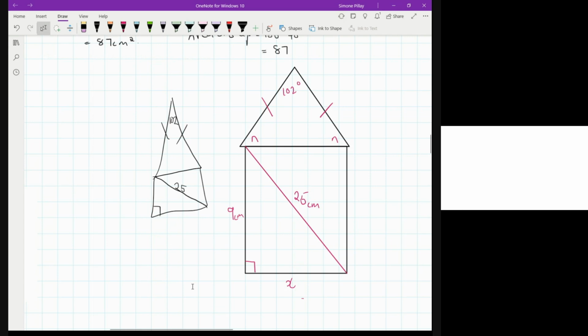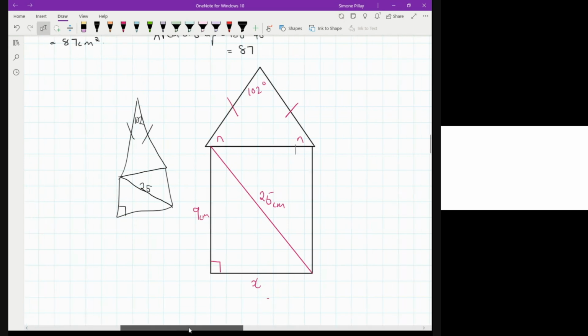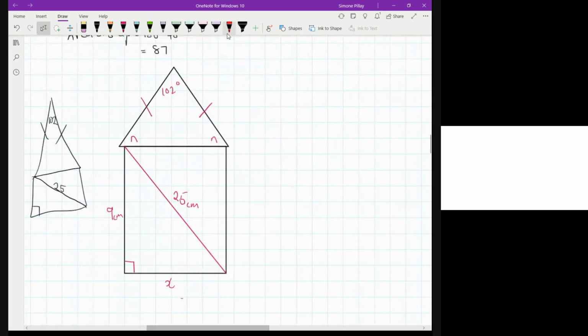Okay. This is geometry, Tandile. What is the sum of angles in a triangle? Sum of angles in a triangle is equal to 180 degrees. Right. So let's add all of our angles: 102 degrees plus n plus n. What's my reason? Sum of angles in a triangle. Beautiful. Simplify this for me.